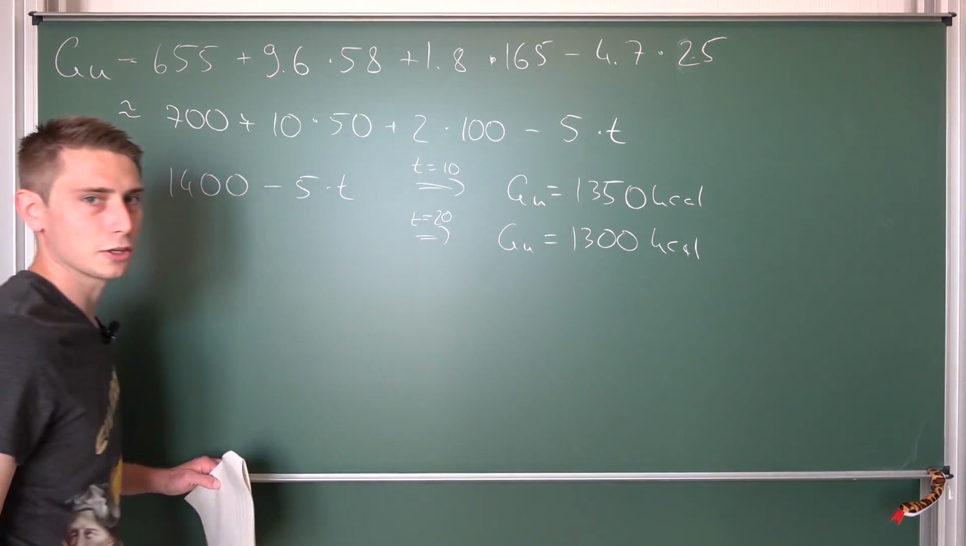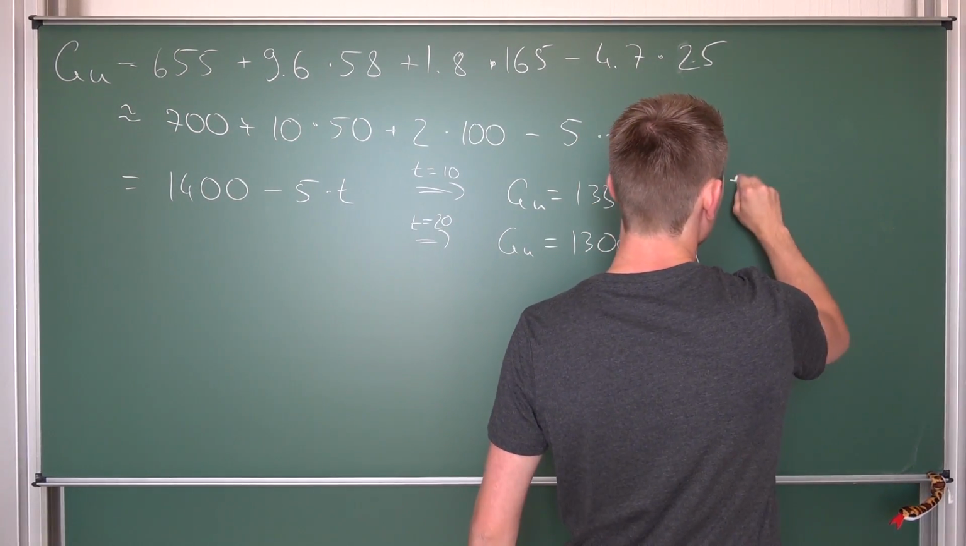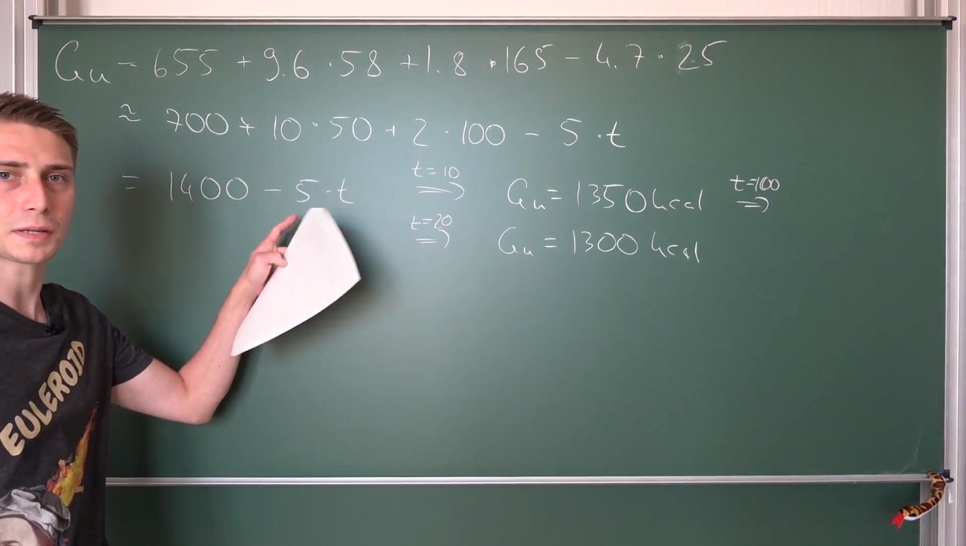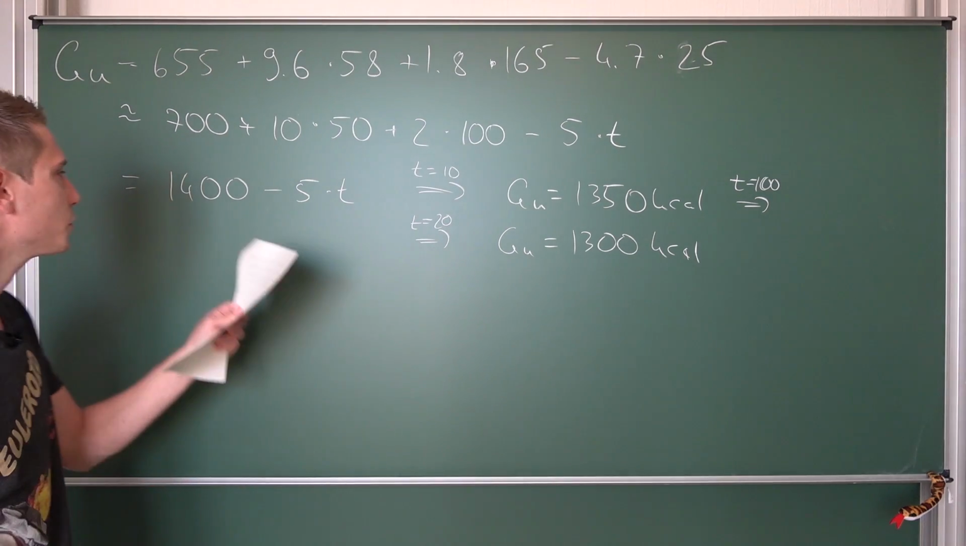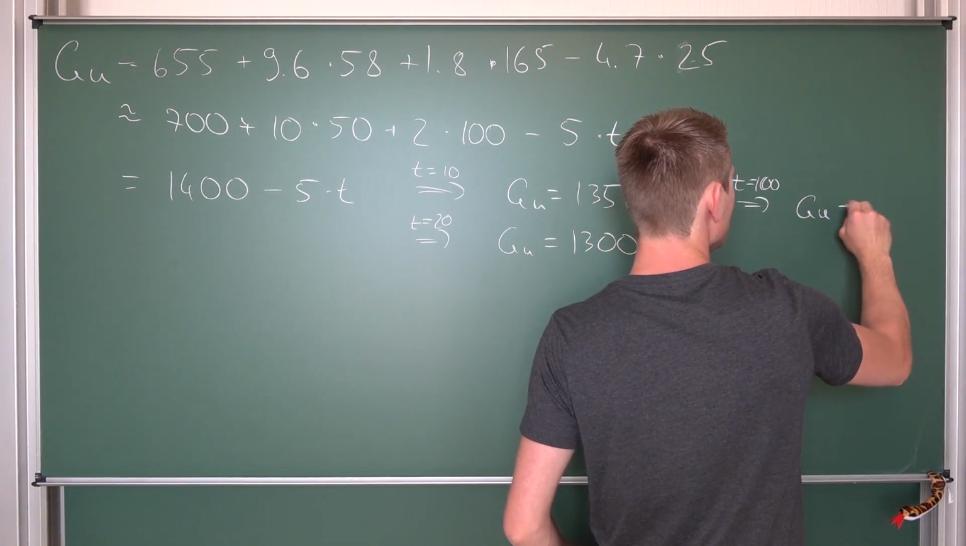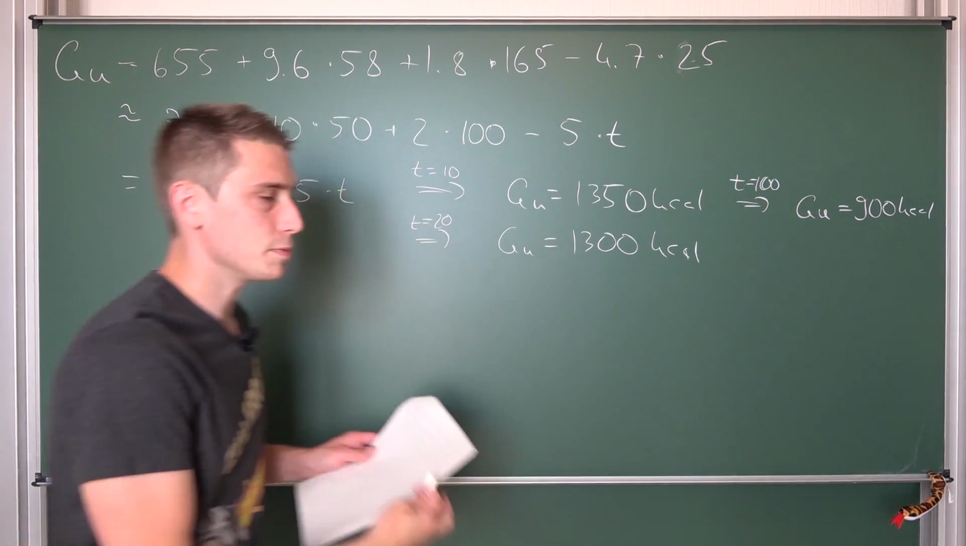Let's exaggerate it a little bit and say that our individual is 100 years old, okay? What happens then? Well, 5 times 100 is going to give us 500. 1400 minus 500 is going to give us 900 kilocalories. And you might notice a pattern here.